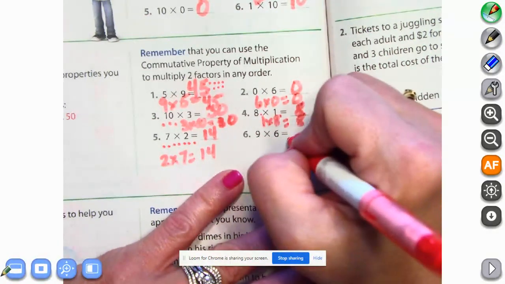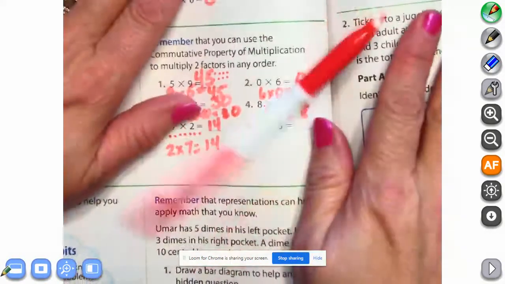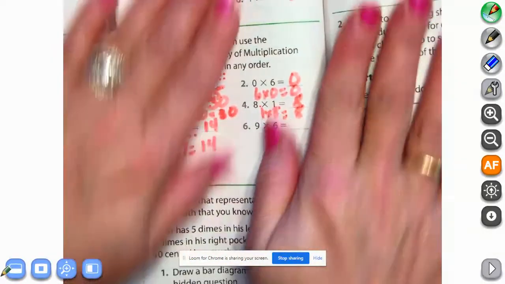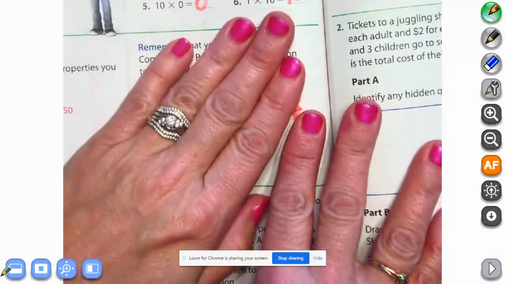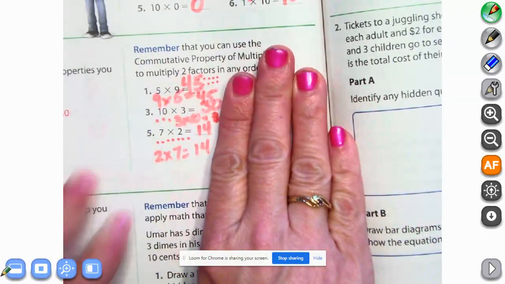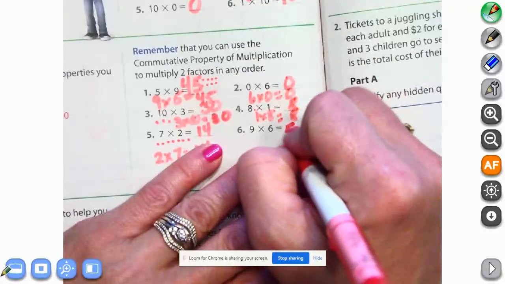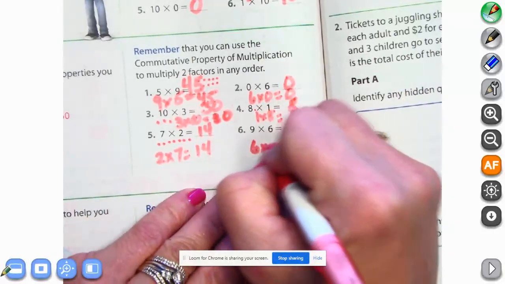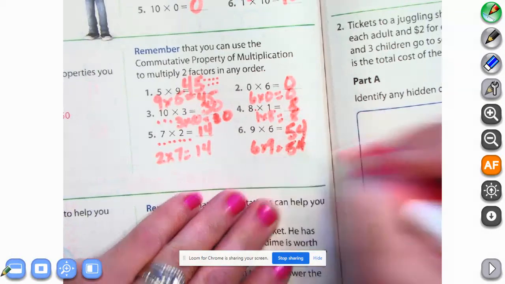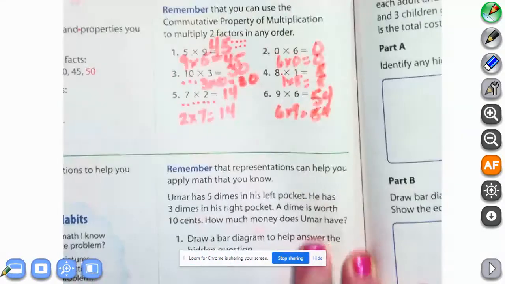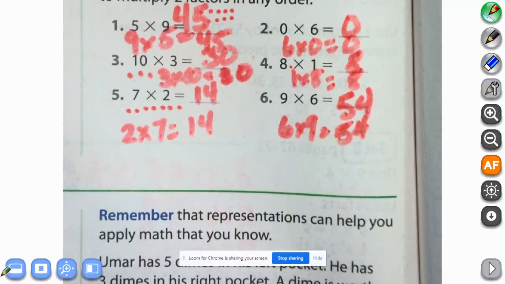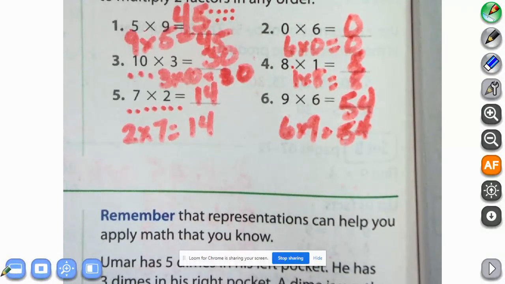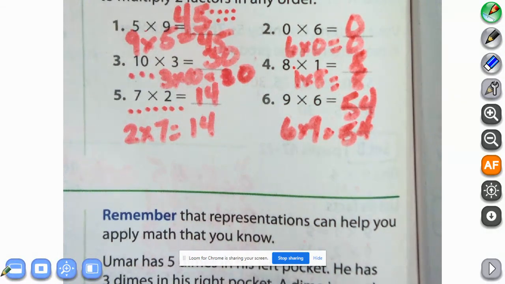9 times 6 is, we can do our nines trick here. 1, 2, 3, 4, 5, 6. Put that 6 down. We have 5 tens, which is 50, and 4 ones, which is 4. 54. The same as 6 times 9 equals 54. Bring that down here, maybe see it a little easier. It's a marker, so I know it's kind of bleeding through there. All right. Push pause if you still need to finish writing in there.